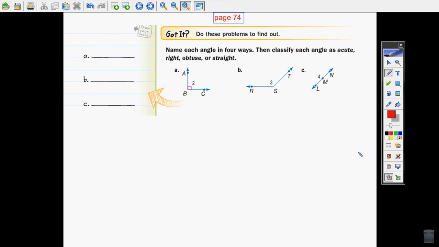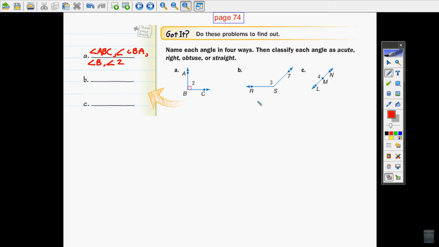For letter A, we could name this angle ABC, angle CBA. We could just name it angle B or angle 2. So you can see as long as the vertex is in the middle, that's the most important part when you're naming these angles, you're okay.